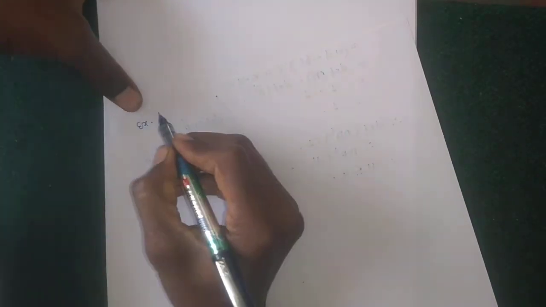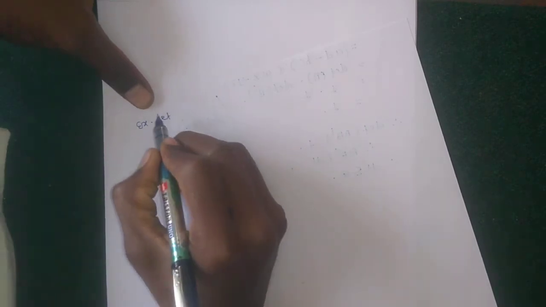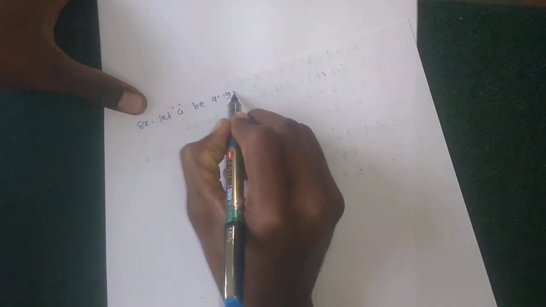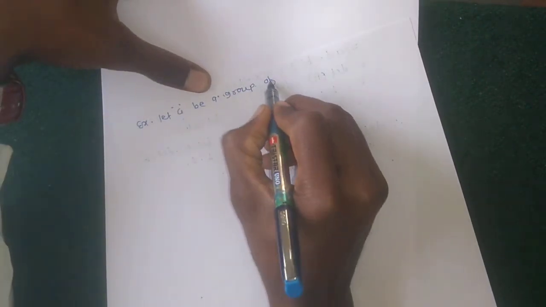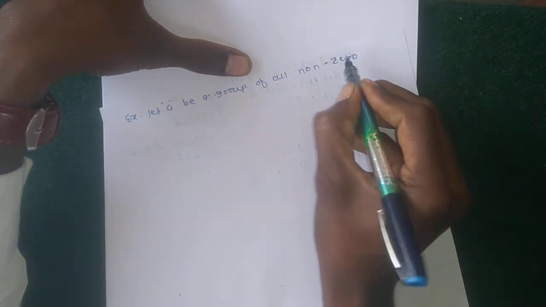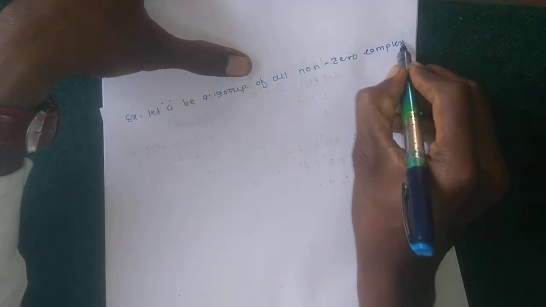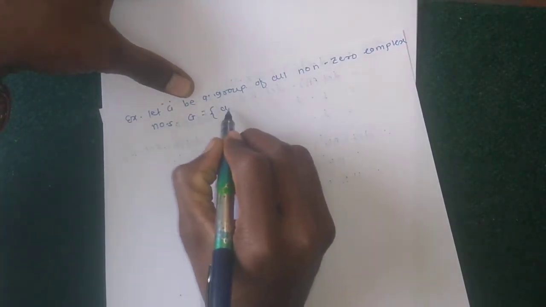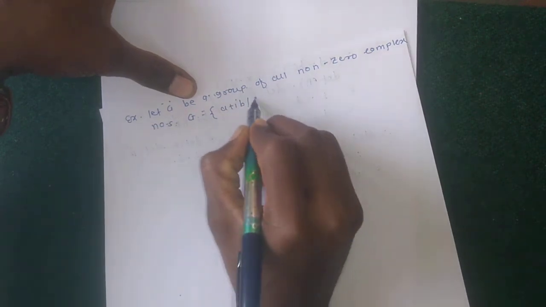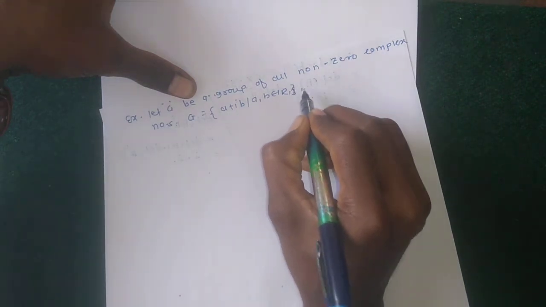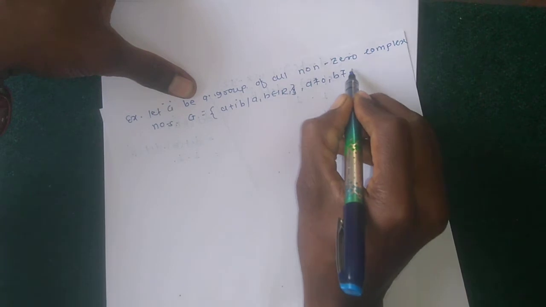Let G be a group of all non-zero complex numbers. G equals a plus ib, such that a, b belong to the set of real numbers and a is not equal to 0, b is not equal to 0.